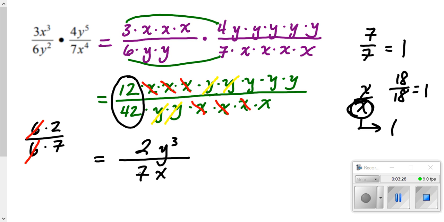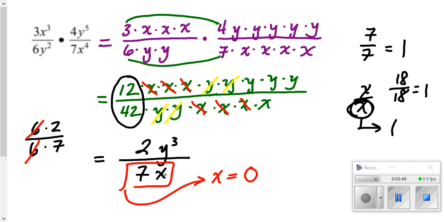Now, another question that was asked by a couple of your classmates is, how about this whole thing where you have to say what something can't equal? It just boils down to you can't divide by 0. So is there anything that would cause this denominator to be 0? The only thing that would cause the denominator to be 0 is if x were 0.